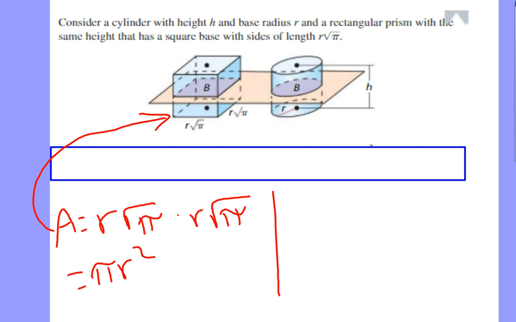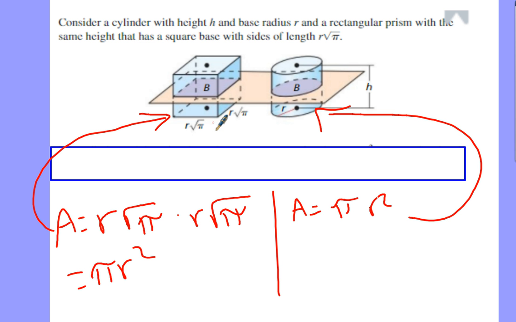What about on the other side of things? What if I think about the area of the cylinder's base? Well, the area of a circle is pi r squared. So both of these bases have the exact same area, but one's a circle and one is a square. Are they going to have the same volume? That's the big question. Well, what do you think?